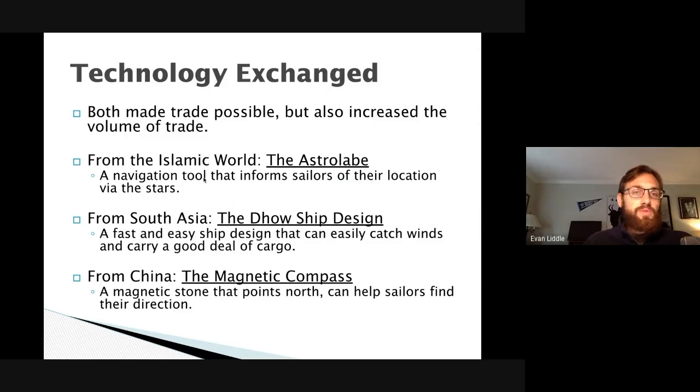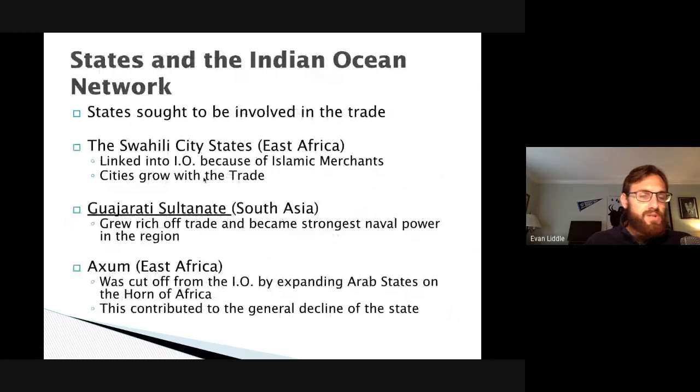There was also the role of states. Now, we're talking about trade, but it's important to understand that states also played a role in trade, and they oftentimes wanted to be involved in this trade. For example, the Swahili city-states, most of them only came to exist because of the increasing trade between them and other parts of the Indian Ocean basin. These leaders taxed and controlled trade and used the wealth to build their city-states.